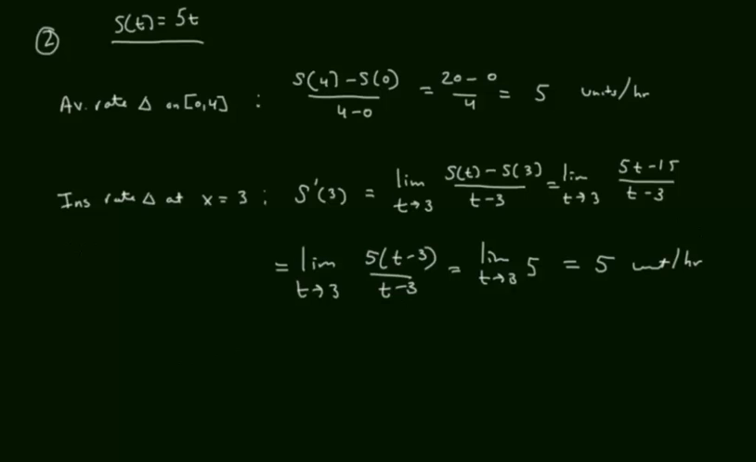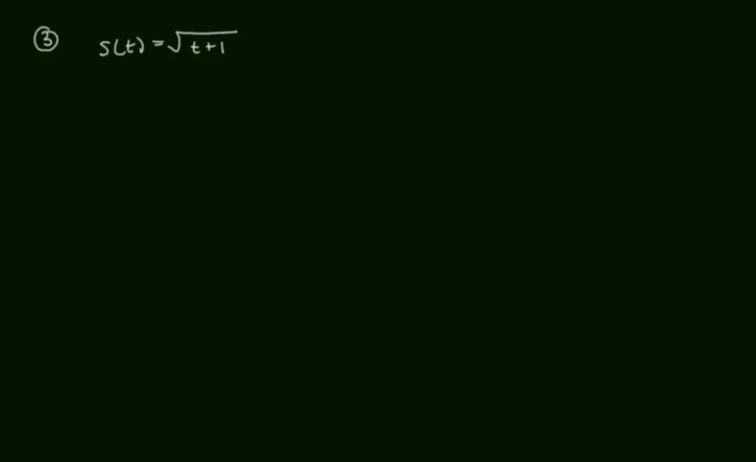A little bit of common sense tells you this makes perfect sense. It's a no-brainer. So here's a function. If this is t and this is s, then we have a linear function, 5t, and the average rate of change will always equal any instantaneous rate of change, because that's what a line is, a constant slope. Example 3 wants the same thing. It wants an average rate of change, in this case on 0 to 8, versus the instantaneous rate of change at 3.